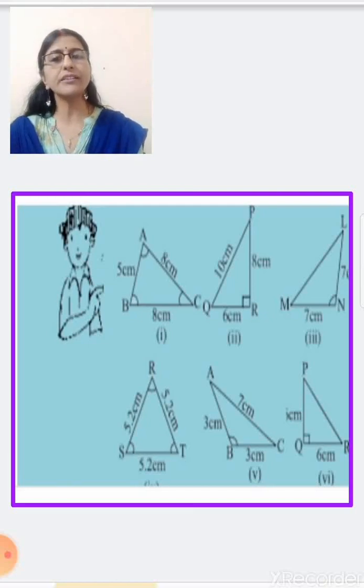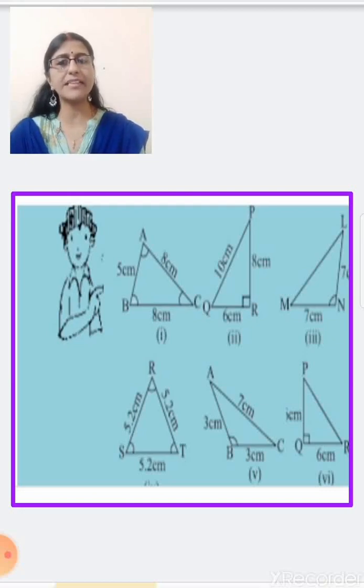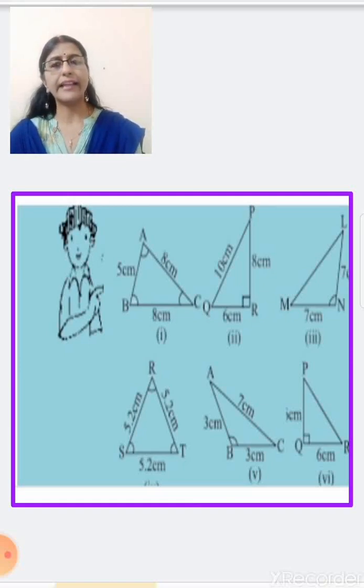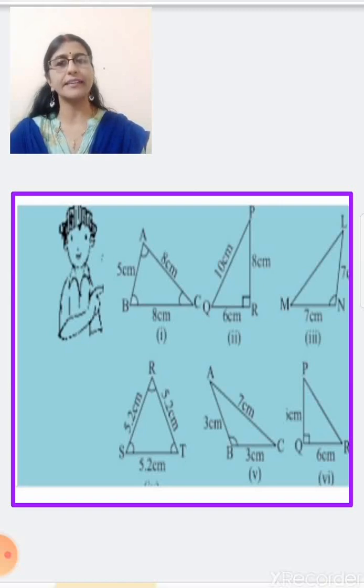Now this is a question for you. You have to identify the triangles and you have to name them in both the ways. That means you have to first see the angles and you have to see the sides also. So in both the ways we are going to name all these triangles. The first one is triangle ABC. Now first we'll see the sides. You can see two sides are equal. AC is 8 centimeters, BC is also 8 centimeters. And AB is different, which is 5 centimeters.